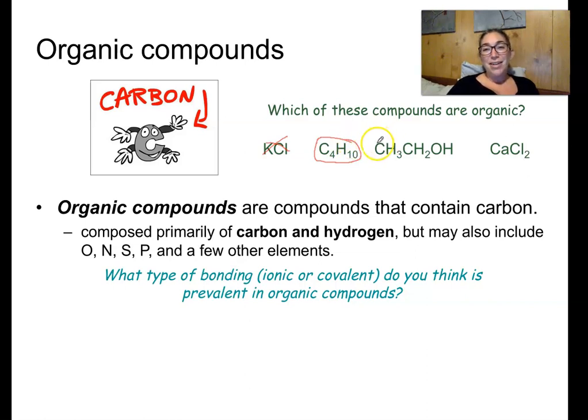The third one here, carbon, hydrogen, oxygen, hydrogen, those are all things that are covalently bonded and contain carbon and hydrogen. And then the last one, CaCl2, although there are these C's there, those are not carbons. It's part of calcium and chloride. There's no carbon in this molecule, so it is not an organic compound.